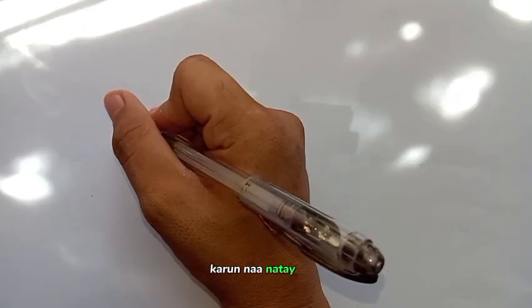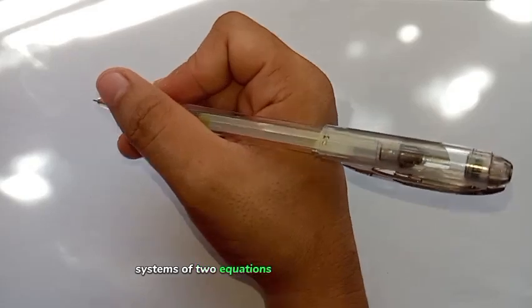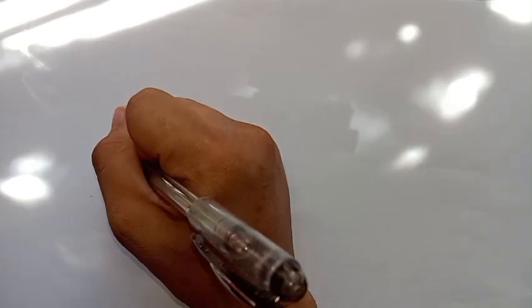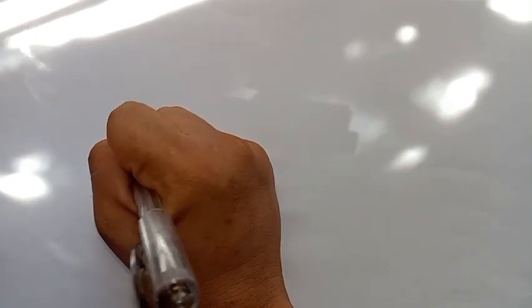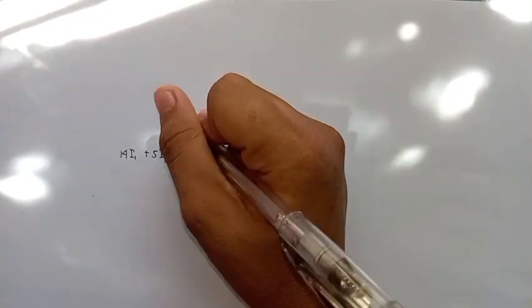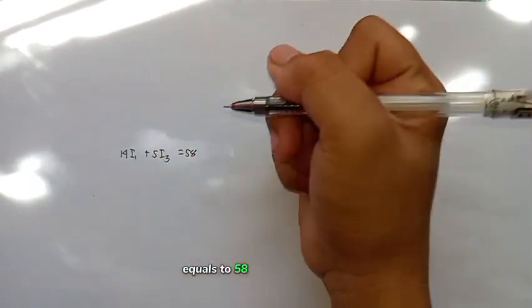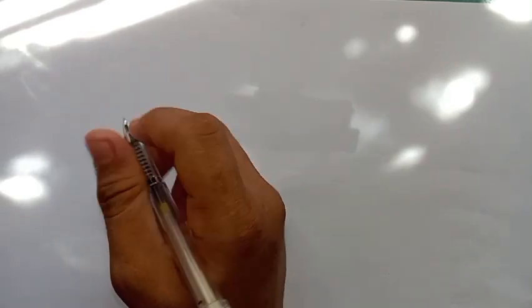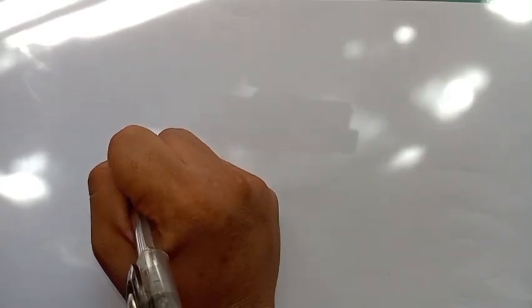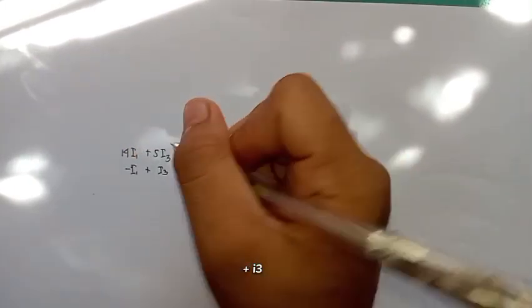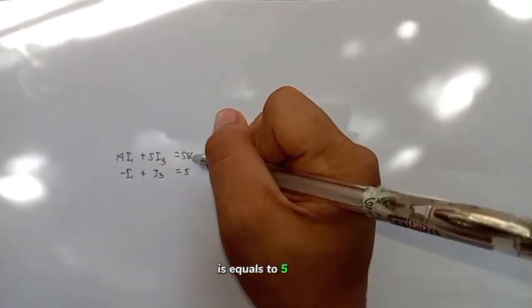Now we have a system of two equations with two unknowns. Equation 1 is 14I1 plus 5I3 equals 58. And equation 2 is negative I1 plus I3 equals 5.